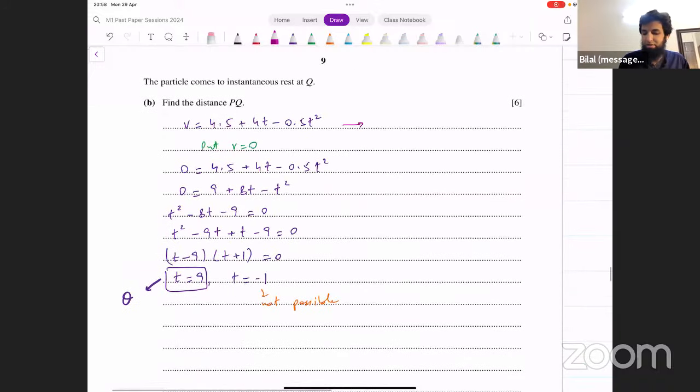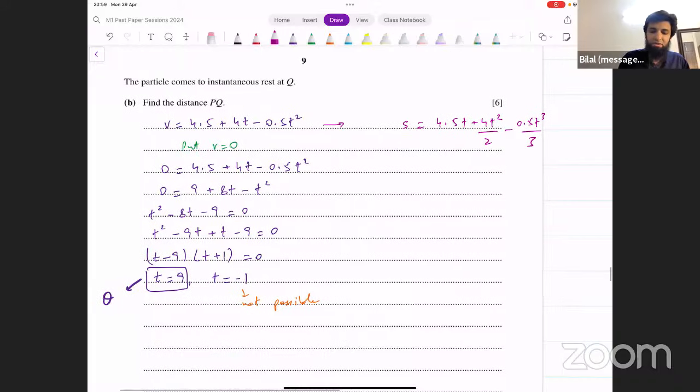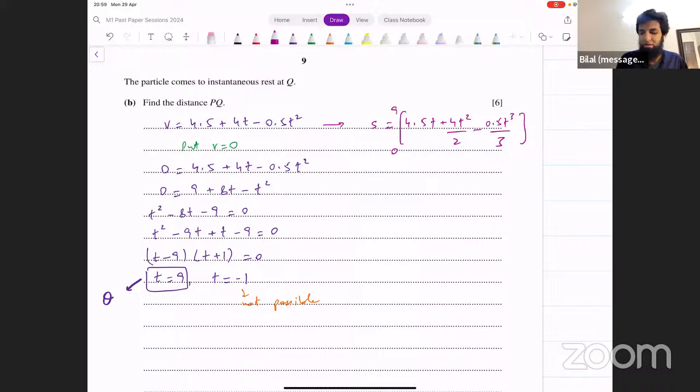What's the integration of this? S equals 4.5t plus 4t squared over 2 minus 0.5t cubed divided by 3. All you have to do is input limits from 0 to 9 here, right? Initial point was 0. Point P was when time was 0. Point Q is when time equals 9. Just input these limits and you would get the result.